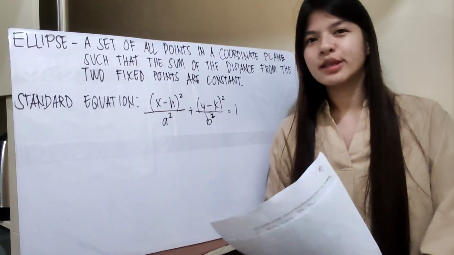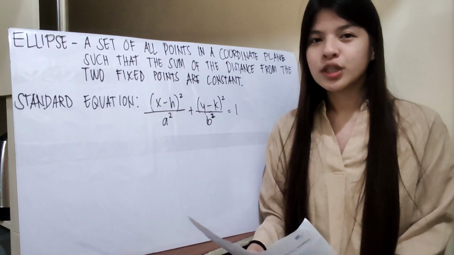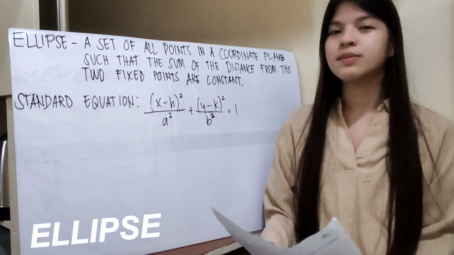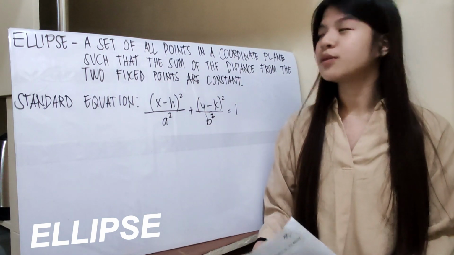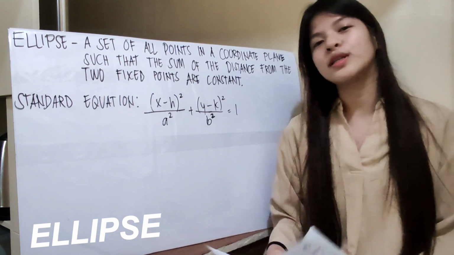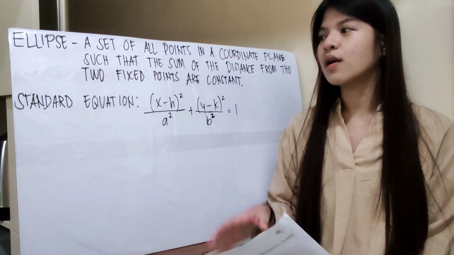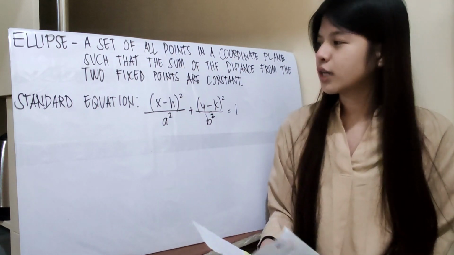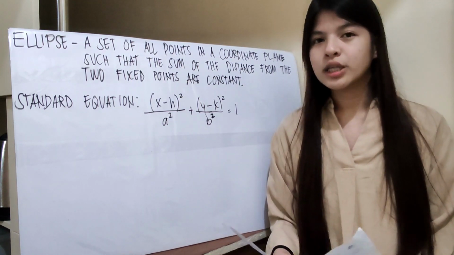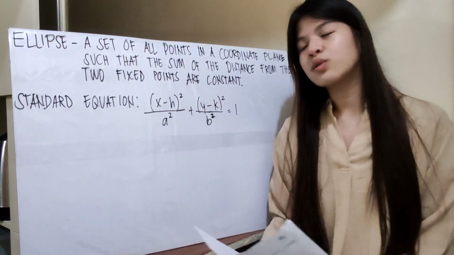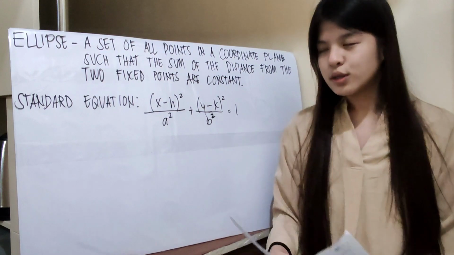Now we'll be discussing the third kind of our conic section, which is the ellipse. An ellipse is a set of all points in a coordinate plane such that the sum of the distances from the 2 fixed points is constant. Just like the other 2 conic sections, we also have our own standard equation for an ellipse, which is (x minus h) quantity squared over a squared plus (y minus k) quantity squared over b squared equals 1.